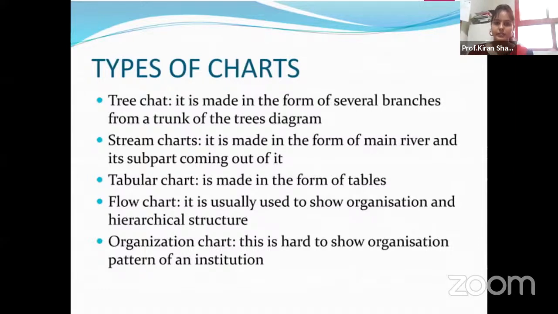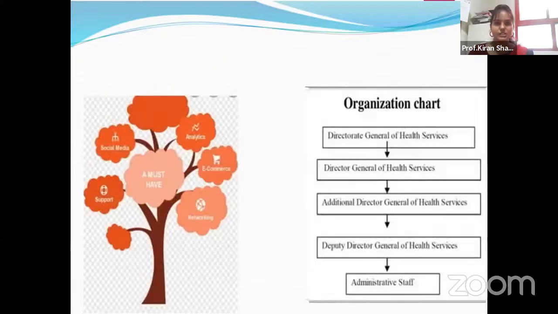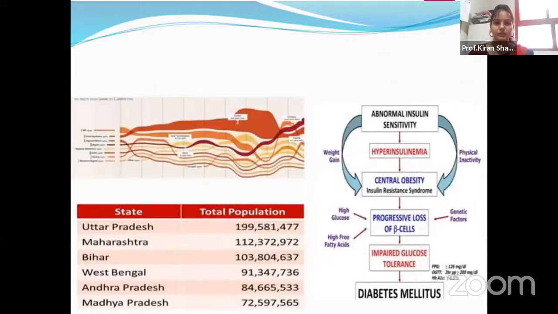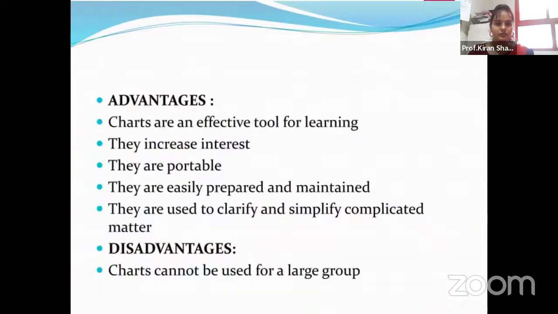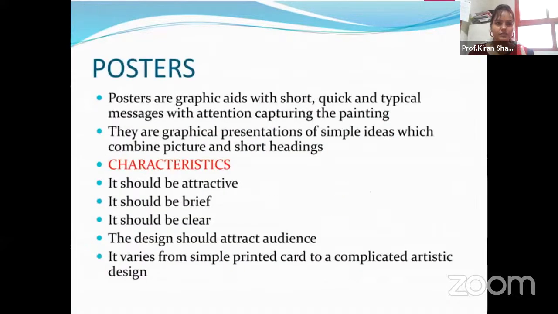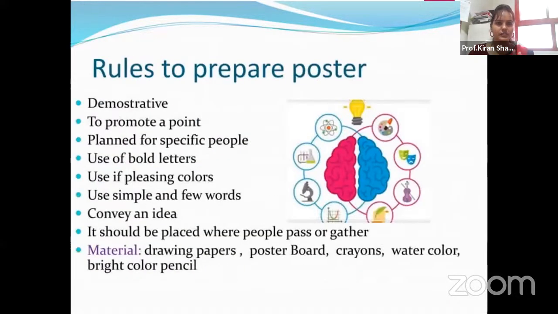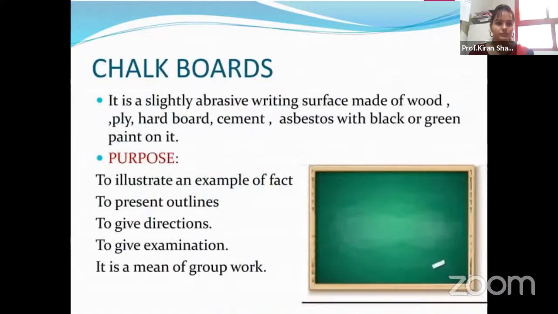Tabular charts in table form, flow charts, and organization charts. This is the tree chart, then the organization chart. This is your river stream chart, and this you can see is the flow chart. So these are all interesting. I don't want to go into detail on it.